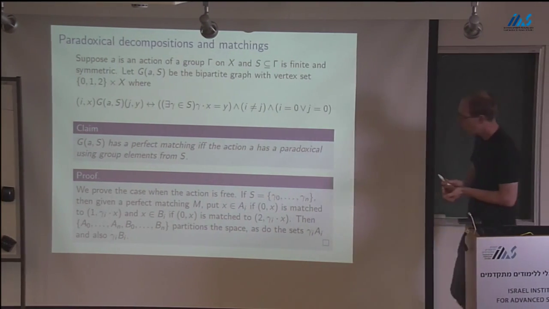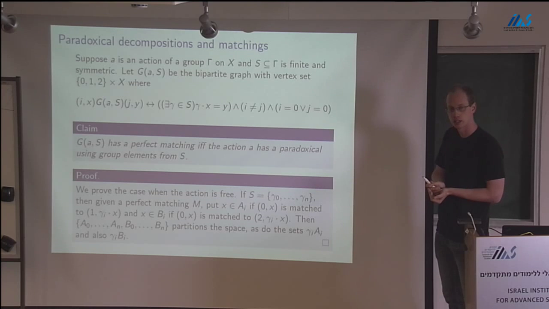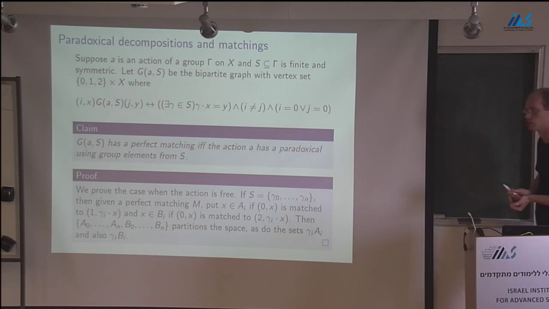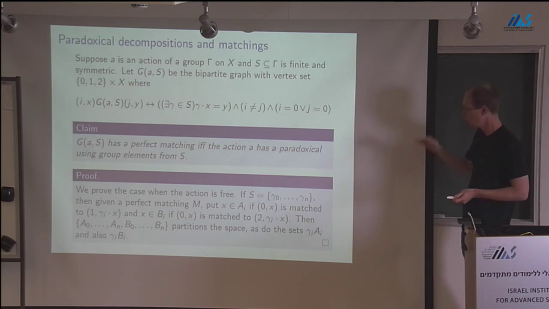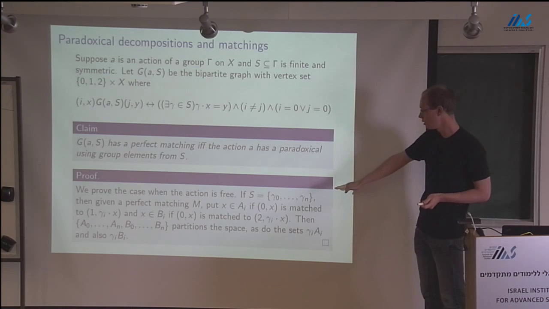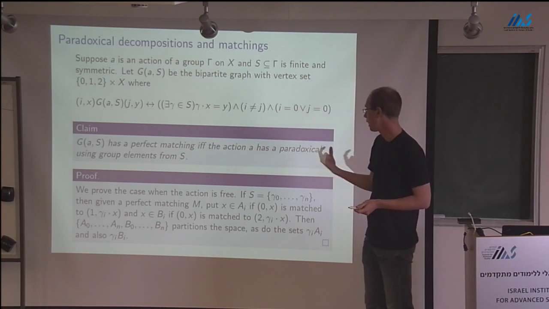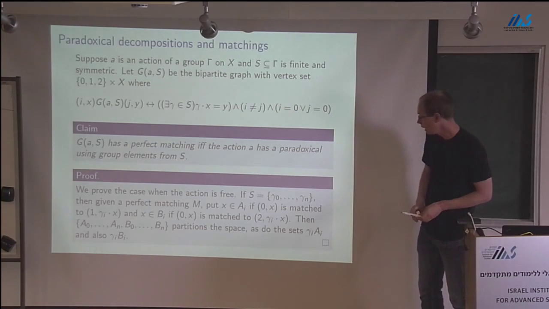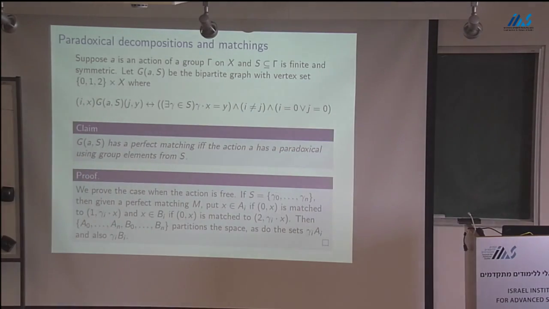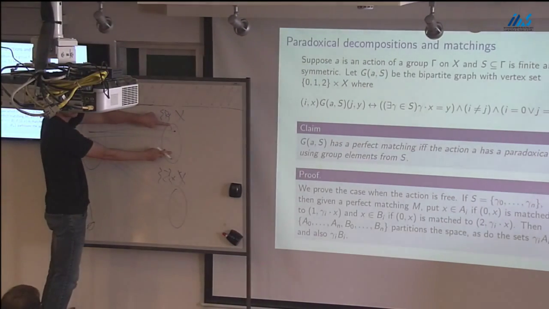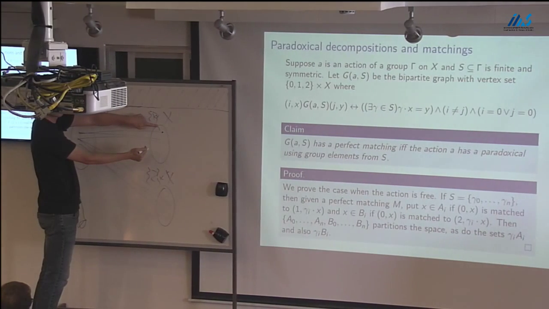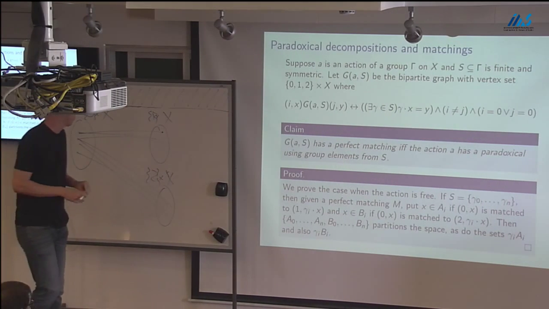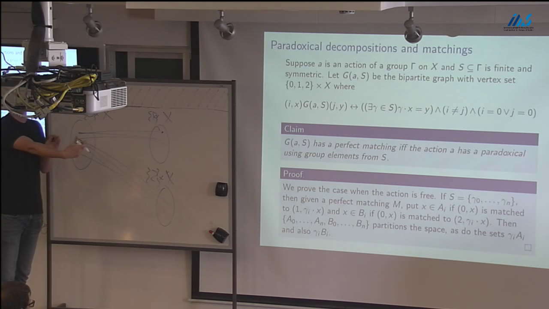Okay. So, for simplicity, I just want to write down the proof when the action is free. It's the exact same proof when the action is non-free, but this makes the partition very slightly easier to define. So what's the paradoxical decomposition? What's the partition that I use? So enumerate the group elements in S, call them gamma 0 up to gamma n, and suppose you have this perfect matching M. Put X into the ith piece of the A partition if X inside this zeroth copy is matched to the first copy and uses the group element gamma i. And likewise, if X is matched to the second copy of X, you put it in the second half of this partition. And then the ith piece is where you use the group element gamma i to move from this copy to that copy.